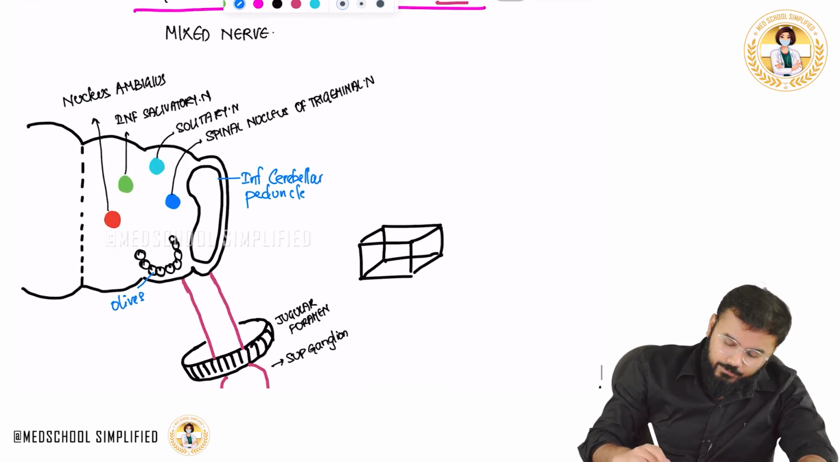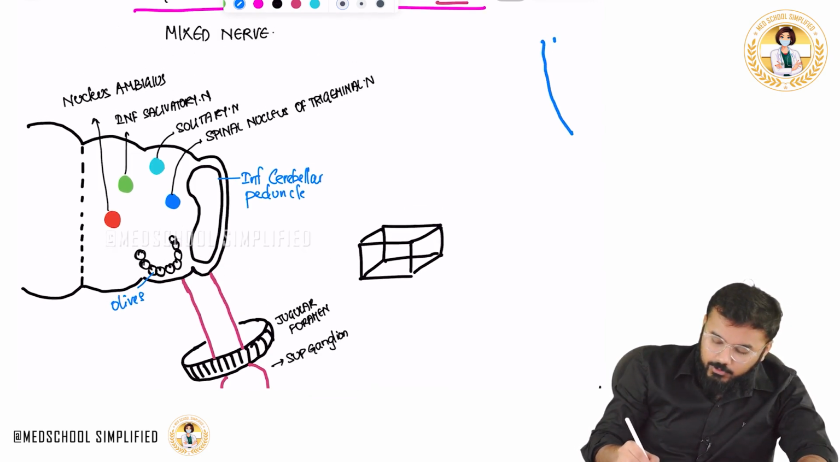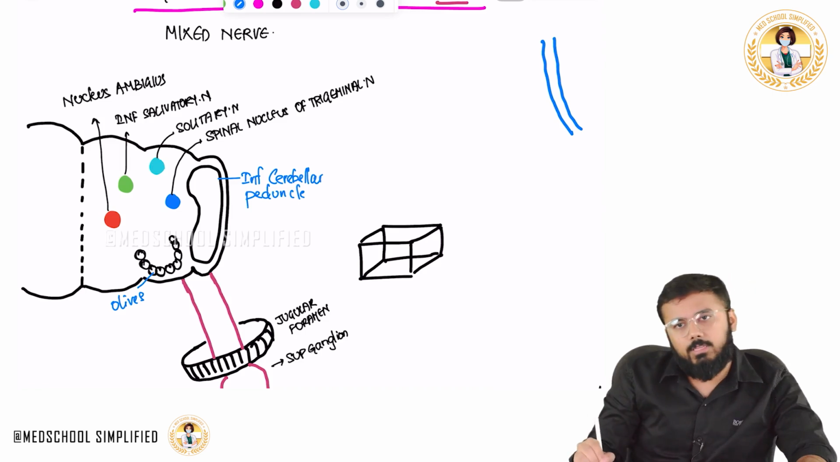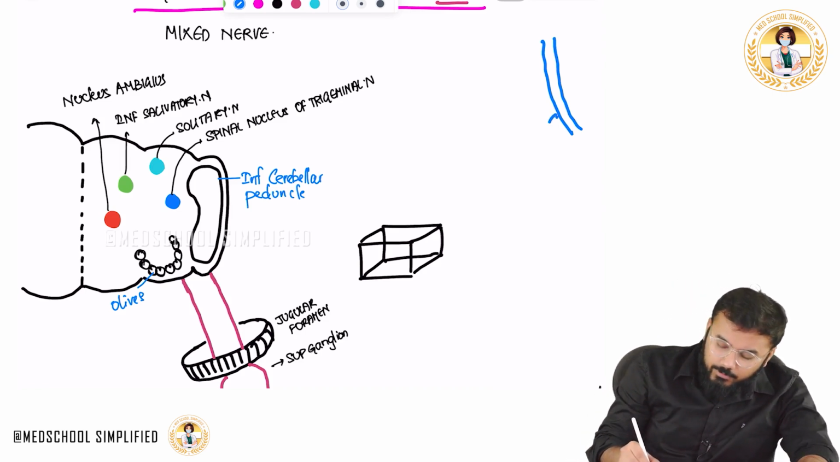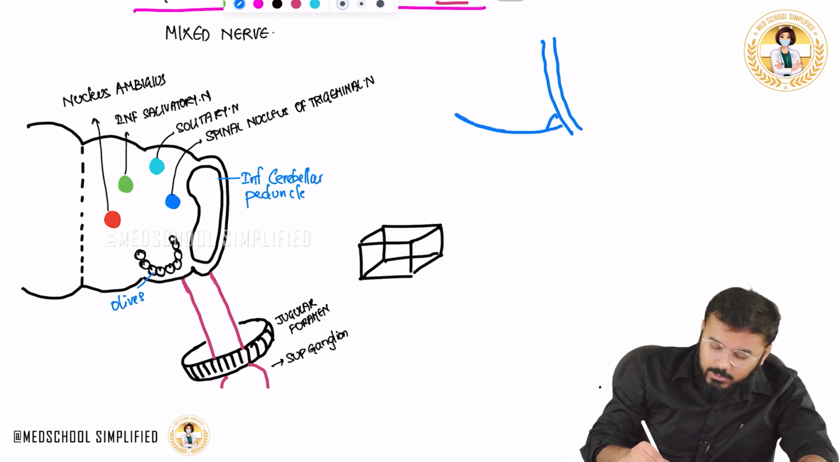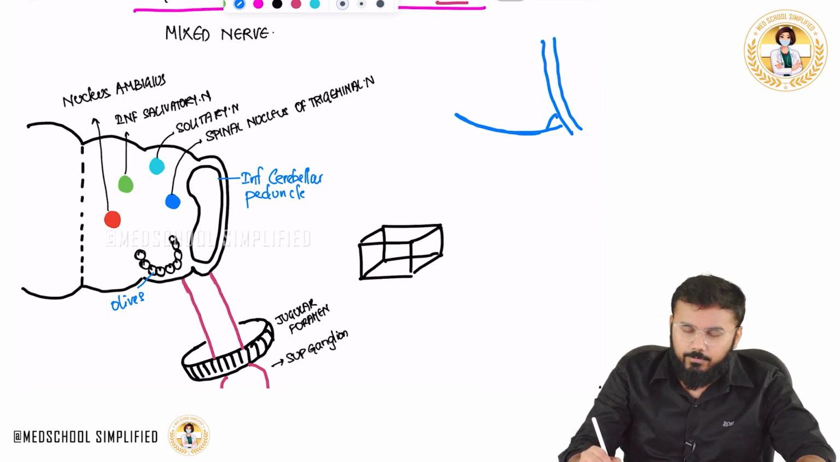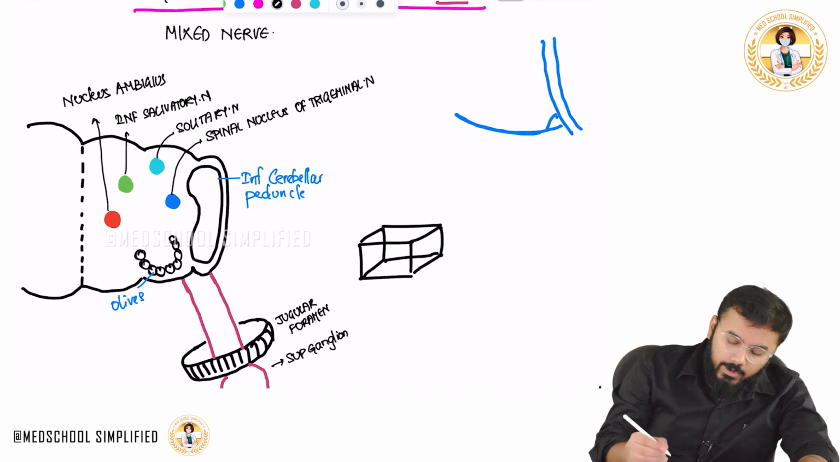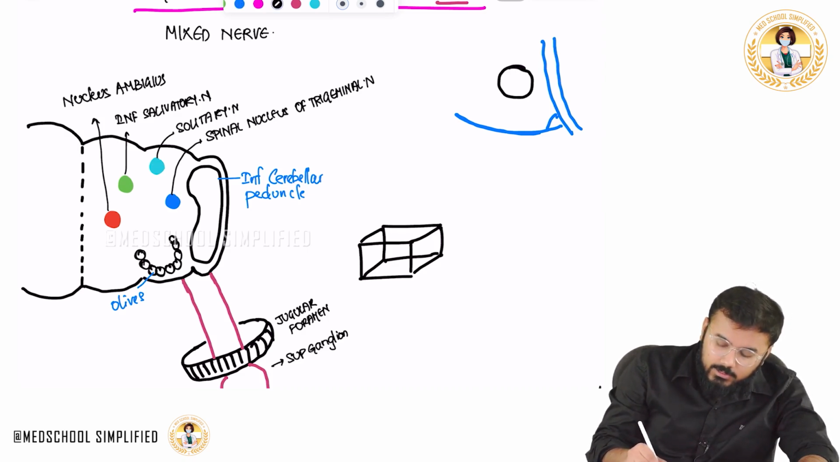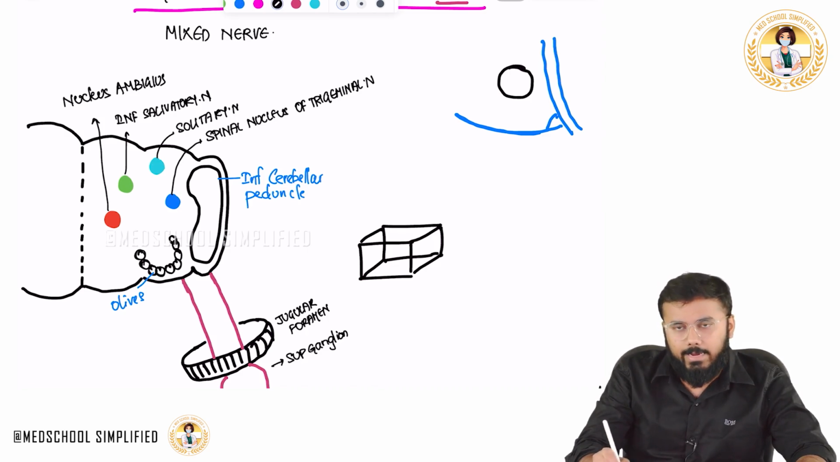So let us say that this branch which I am drawing is your V3 branch. Okay. Now from this V3 branch you see another branch that is coming like this. This branch is called the auriculotemporal nerve. Okay. In front of the V3 branch you have got a ganglion like this. This ganglion is called the otic ganglion.